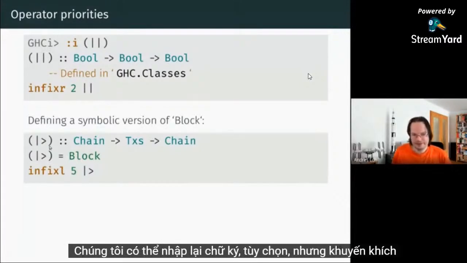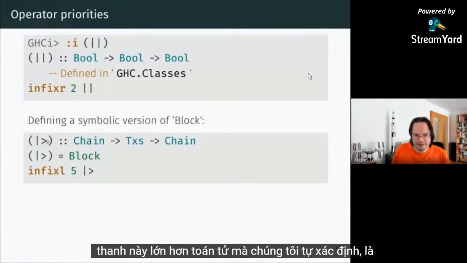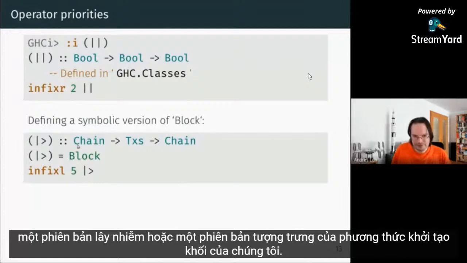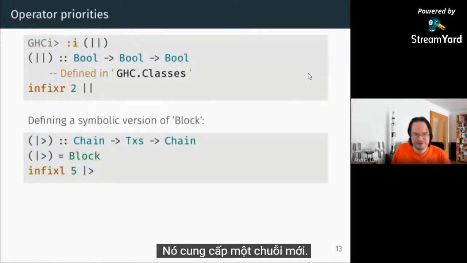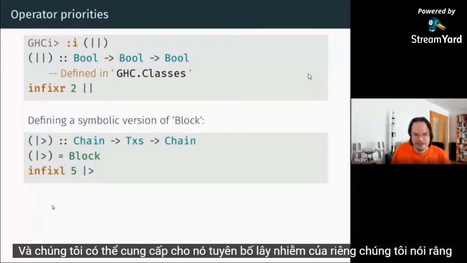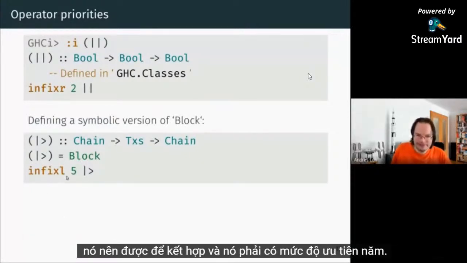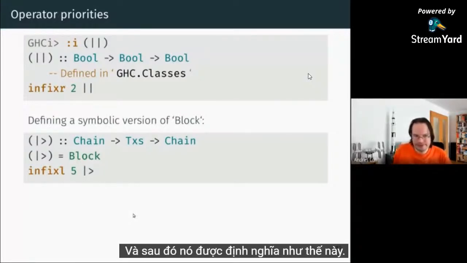We can give a type signature, again, it's optional, but it's encouraged, of this bar greater than operator that we define ourselves, which is an infix version or a symbolic version of our block constructor. It has the same type as the block constructor. It extends a chain with a new transactions value. It delivers a new chain. We define it to be just equal to block. And we can give it our own infix declaration saying that it should be left associative and it should have priority 5. Okay, and then it's defined like this.